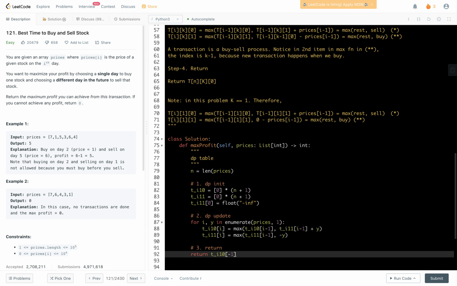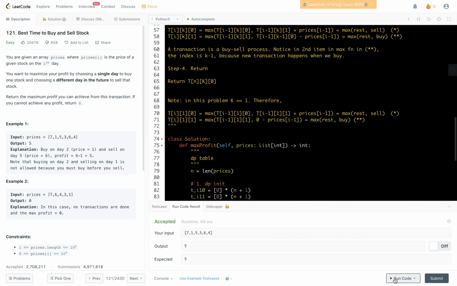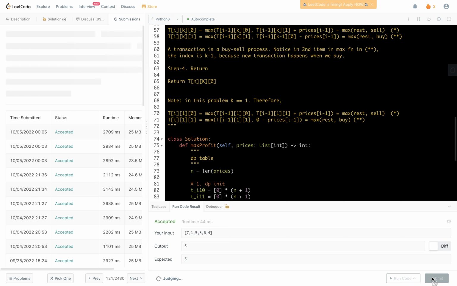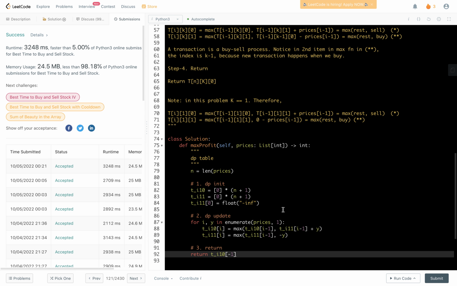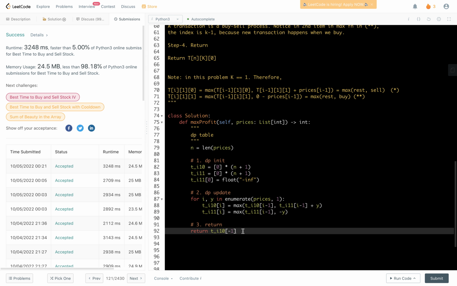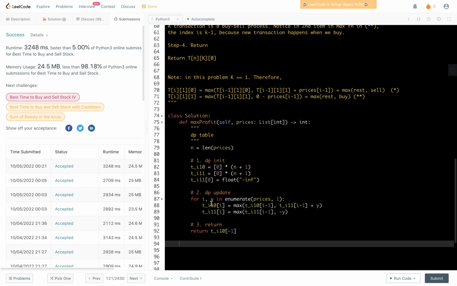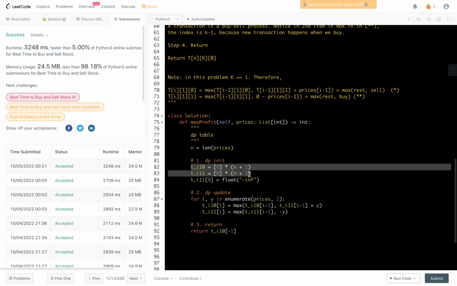So finally, actually we just need to do the return. The return is nothing but T[n][1][0], so at -1. So with that said, let's first look at the special case. Yeah, it passes the special case. Now let's look at the generic case. Yeah, it passes the generic case.